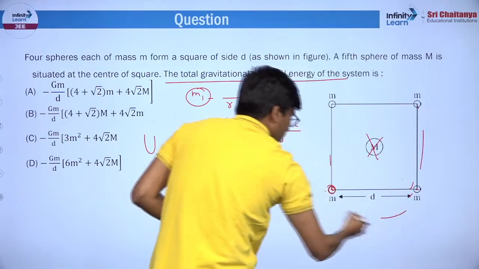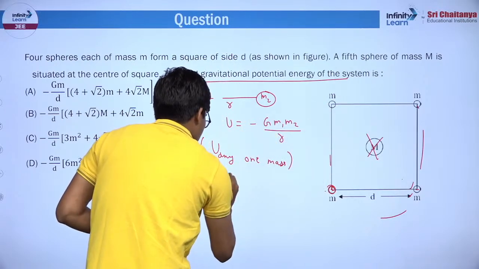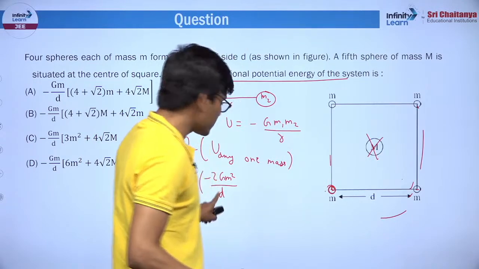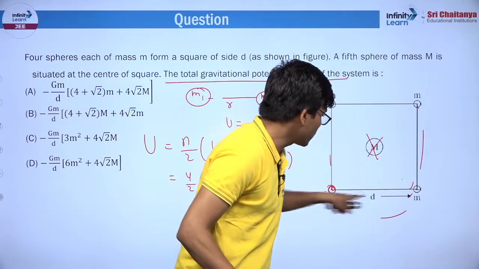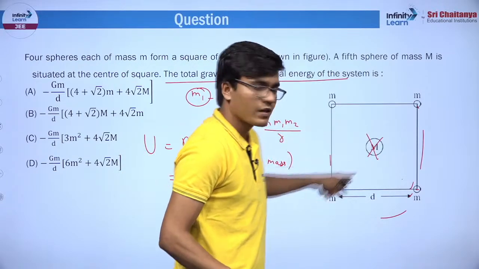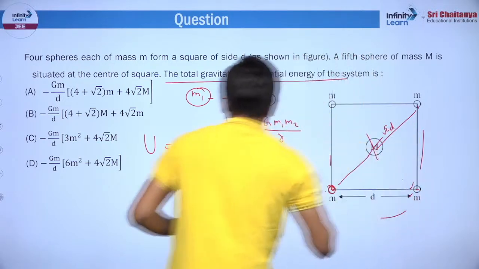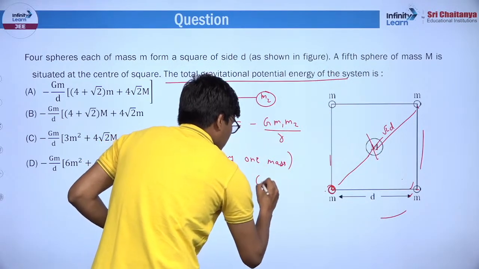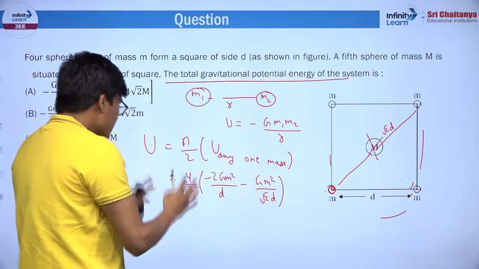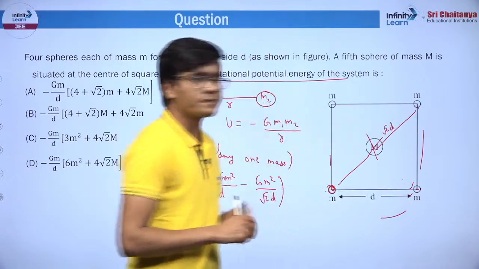So due to these two, minus G m1 m2 by d, and this is also minus G m1 m2 by d. So this is the interaction potential energy between these two and these two. Now I have to write these two, and this distance will be root 2 d. So I can write minus G m square upon root 2 d. So this is the potential energy of only these 4 particles.